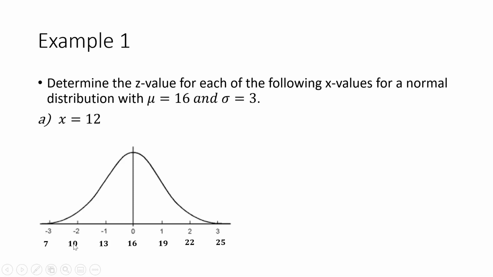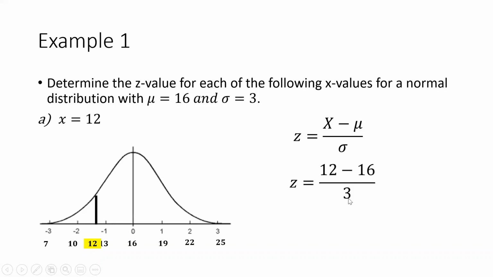Now, x equals 12 is between 10 and 13, or in z-scores, that is between -2 and -1. So what is the specific z value of the score 12? Using the formula, x minus the mean over the standard deviation, our x is 12 minus 16 over 3, z is equal to -1.33. So the z value of x equals 12 is -1.33.